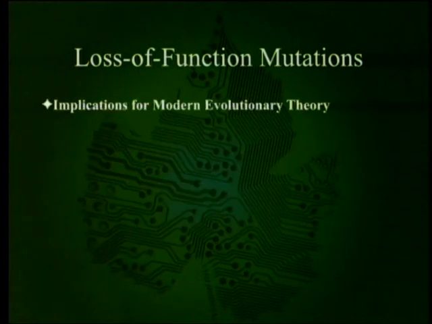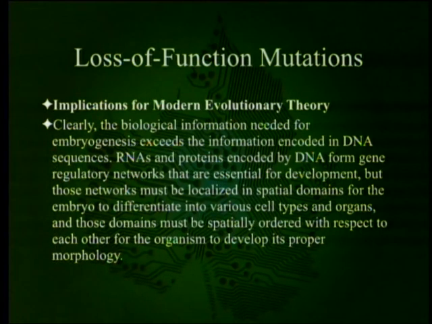Continuing on to the implications for modern evolutionary theory. Clearly, the biological information needed for embryogenesis exceeds the information encoded in DNA sequences. RNAs and proteins encoded by DNA form gene regulatory networks that are essential for development. But those networks must be localized in spatial domains for the embryo to differentiate into various cell types and organs. And those domains must be spatially ordered with respect to each other for the organism to develop its proper morphology.